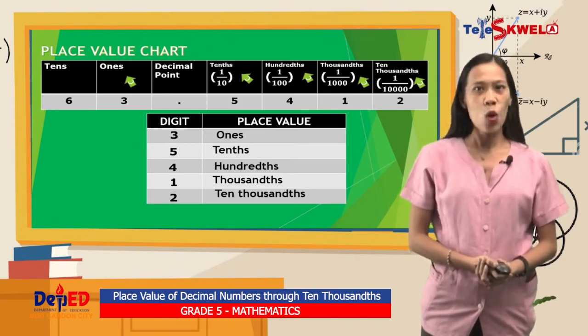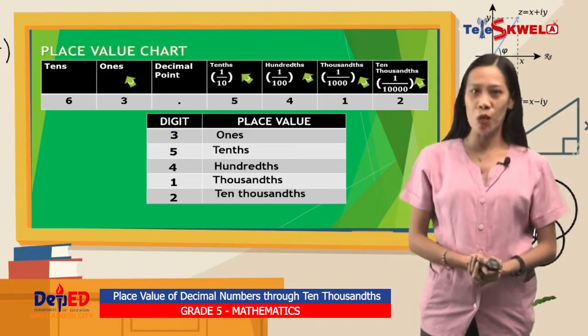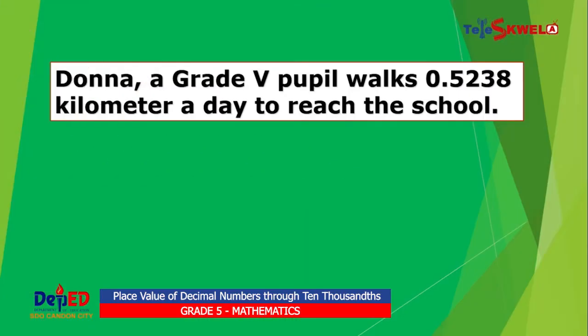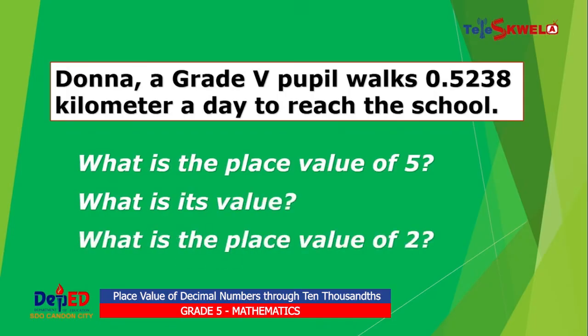On another hand, what about the value of the given decimal number? Let's look at the following example. Donna, a grade 5 pupil, walks 5,238 10,000ths kilometers a day to reach school. What is the place value of 5? What is its value? What is the place value of 2? What is its value?